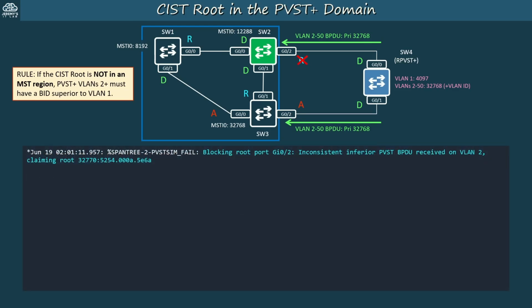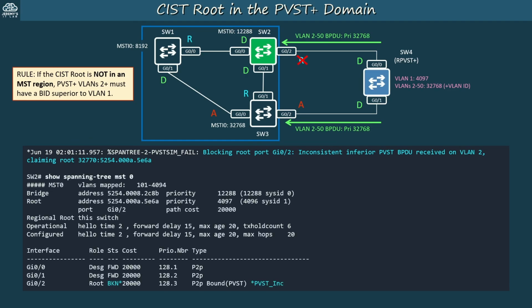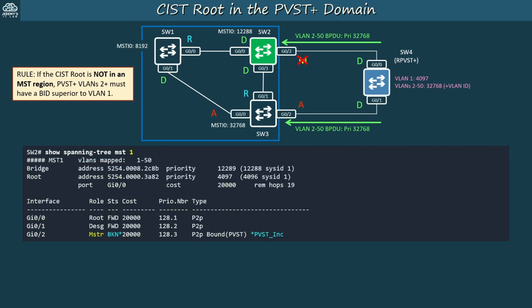So here are the results in the CLI of switch 2. Blocking root port G02, inconsistent inferior BPDU received on VLAN 2, claiming root, and then switch 4's bridge ID. And here's the output of show spanning-tree MST0. G02 status is broken because it's PVST simulation inconsistent. And to show the master role, here's the output of show spanning-tree MST1. Same thing, but the port role is master instead of root.